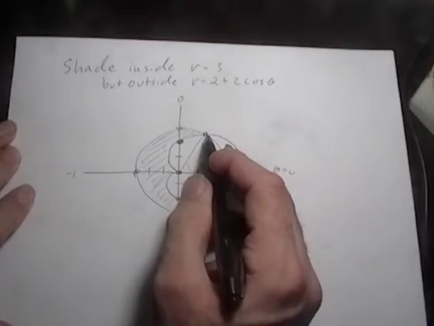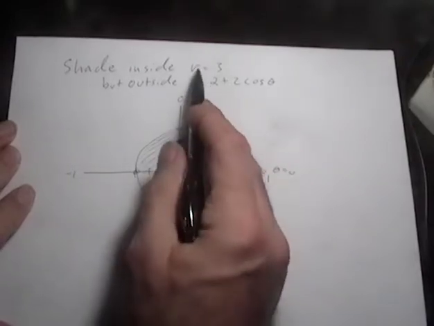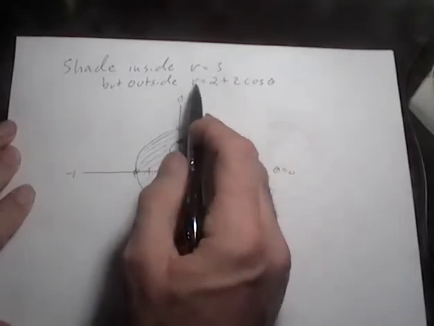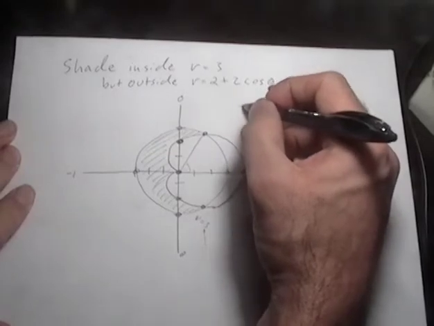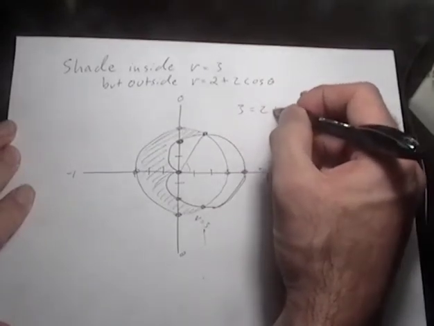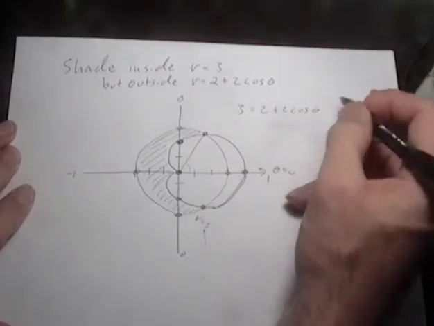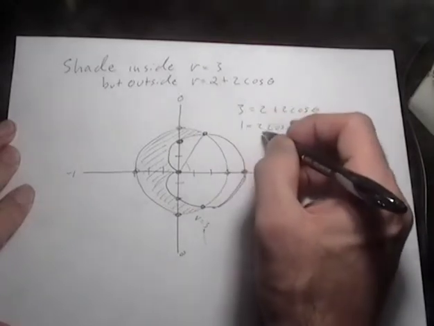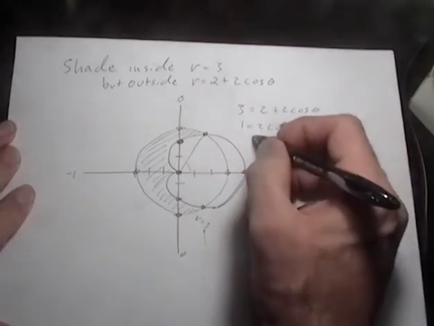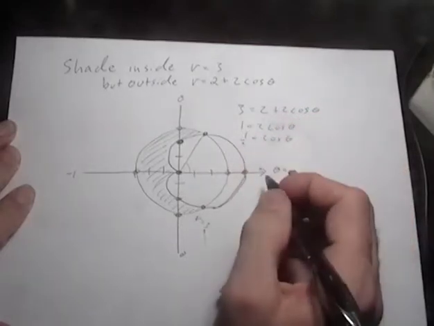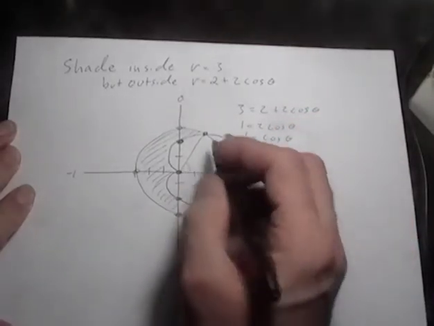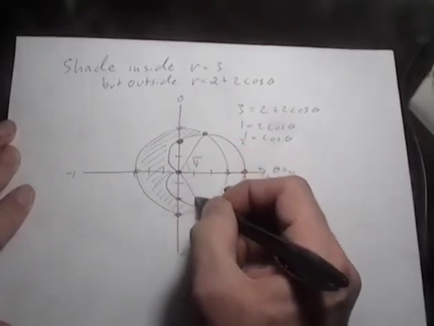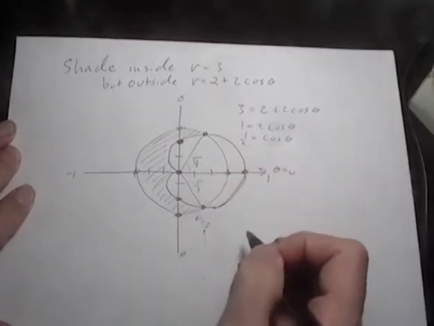what theta is. I can find that by noting that the equations are going to be coincident when they hit the same value of r and theta. That will happen when 3 is equal to 2 plus 2 cosine theta. That will happen when 2 cosine theta is 1, which occurs when cosine of theta is 1/2. Now I remember that cosine of theta is 1/2 at pi over 3 and again at minus pi over 3.